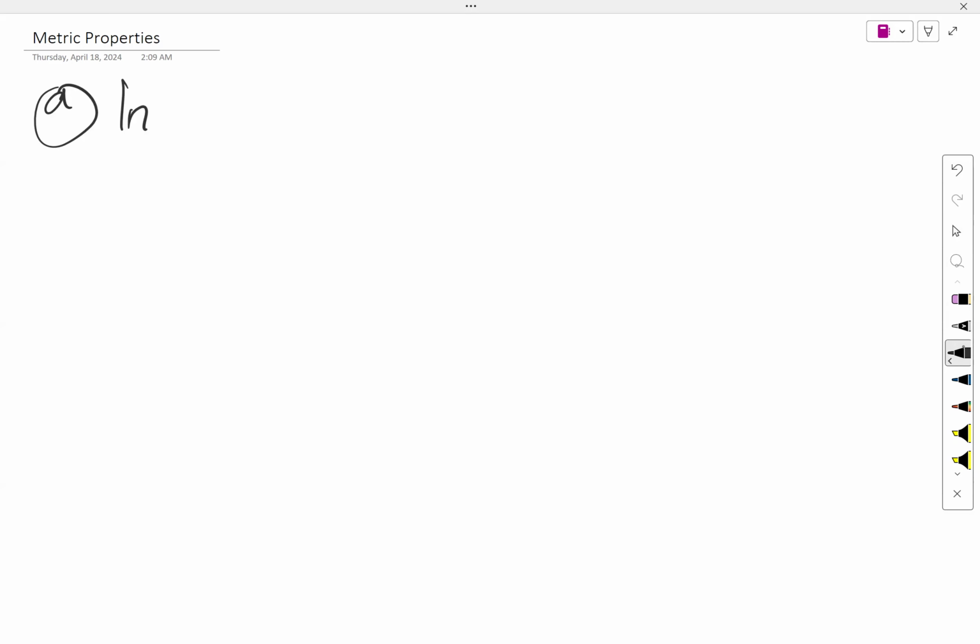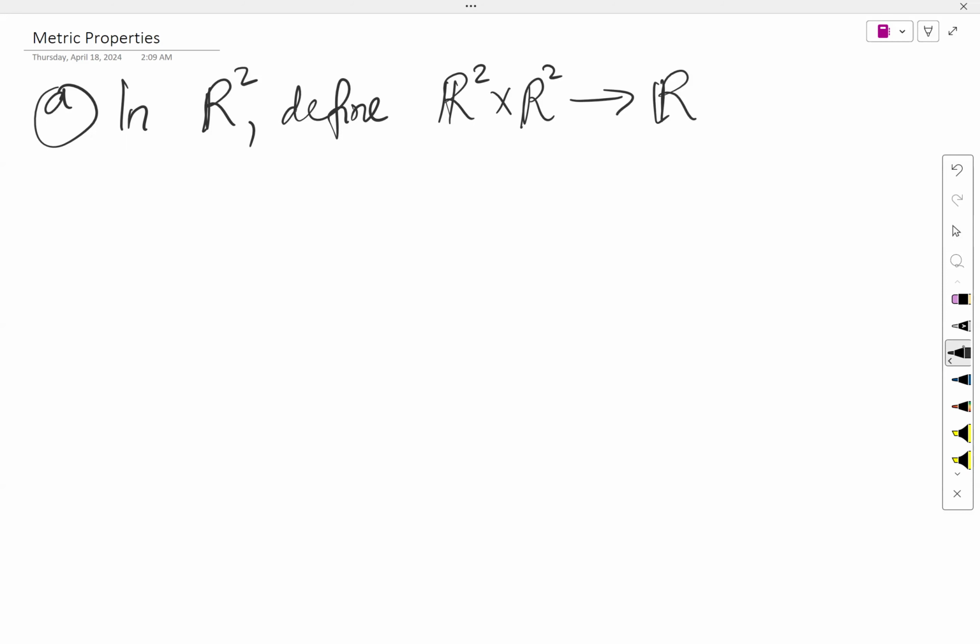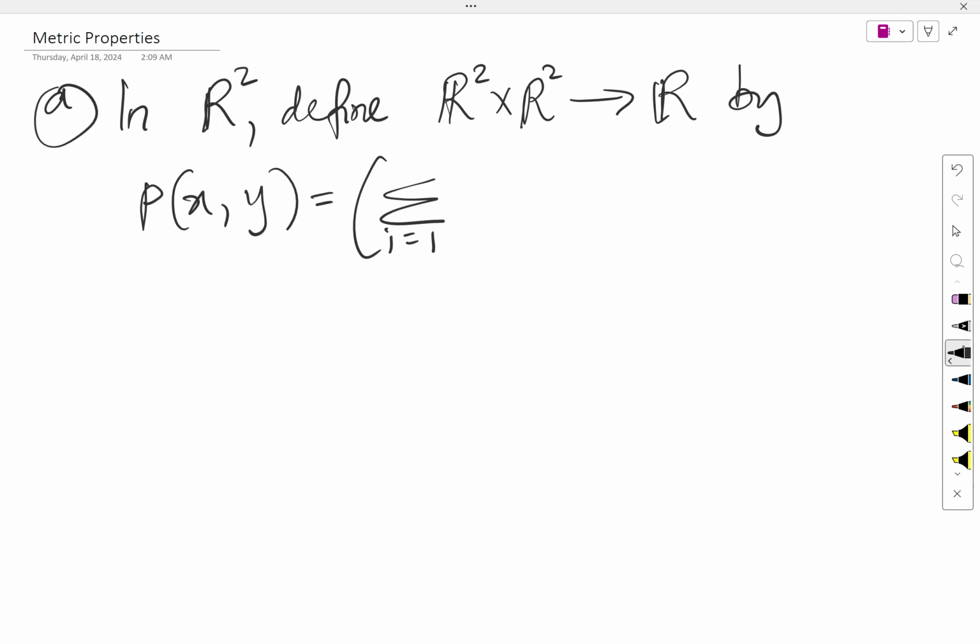In R squared, that is the two-dimensional real number system, define R squared by R squared, that's two-dimensional by two-dimensional, mapped to the one-dimensional R system, and you define that by P of x, y, which is equal to the summation from i equals 1 to 2 of the absolute value of xi minus yi squared, all raised to power half.